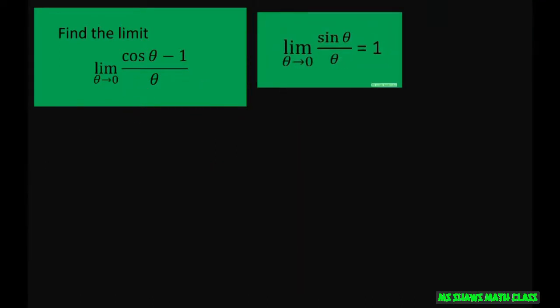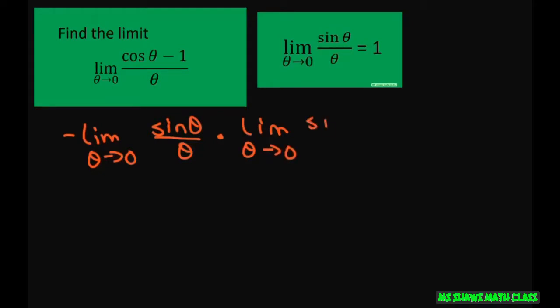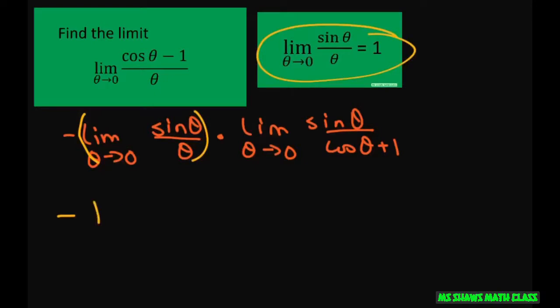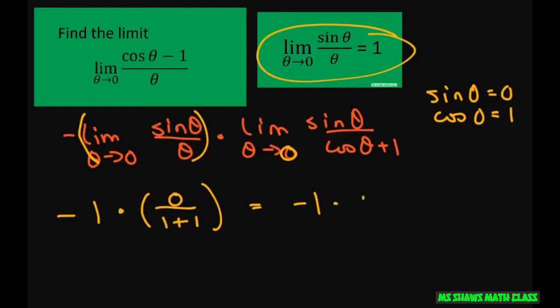So the way you break this up is you write negative the limit as theta approaches 0 of sine of theta divided by theta, times the limit as theta approaches 0 of sine of theta divided by cosine theta plus 1. Now we have our negative, and this first part just equals 1. So that's 1 times, now plug in 0 here. Sine of 0 equals 0, and cosine of 0 equals 1, so you get 1 plus 1 in the denominator. That gives you negative 1 times 0, which equals 0.